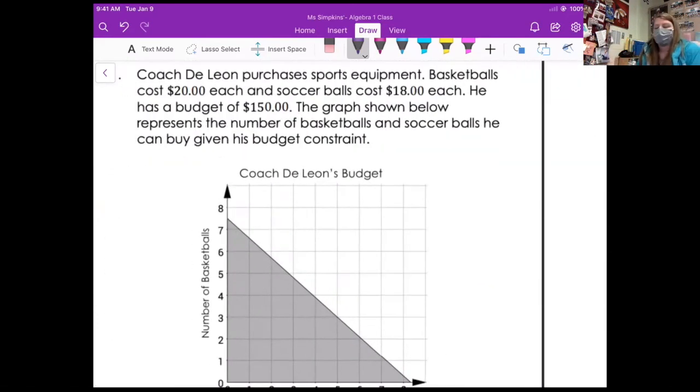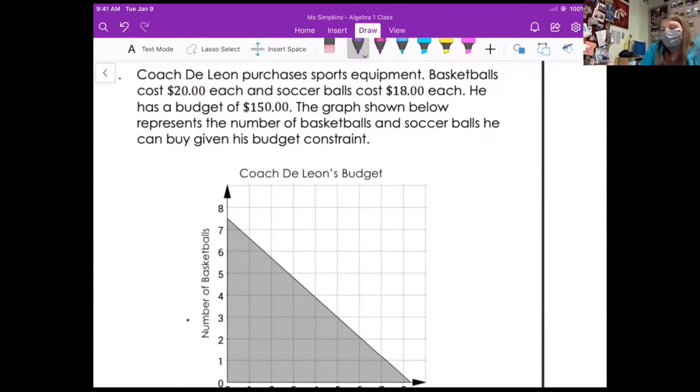Well, let's read what it says. It says Coach DeLeon purchases sports equipment. Basketballs cost $20 each and soccer balls cost $18 each. He has a budget of $150. What does a budget mean? I can't spend over that amount of money. So that's why it's shaded on the left-hand side, because I can only spend up to that amount of money.